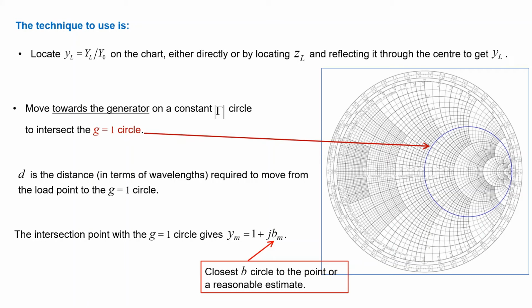Now, as I've already mentioned, that actual intersection point with the G equal to 1 circle will give Ym equal to 1 plus jBm, and Bm, that imaginary part of Ym, is the closest B circle to the point, or at least a reasonable estimate. If we're in the top half of the Smith chart, the B value will be positive. If we're in the bottom half of the chart, the B value, of course, will be negative.